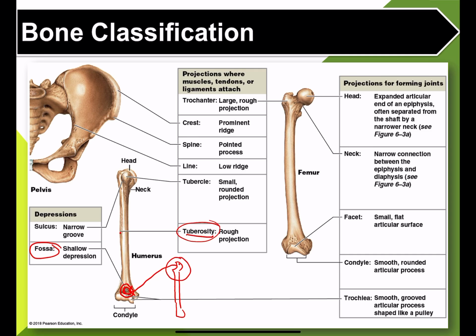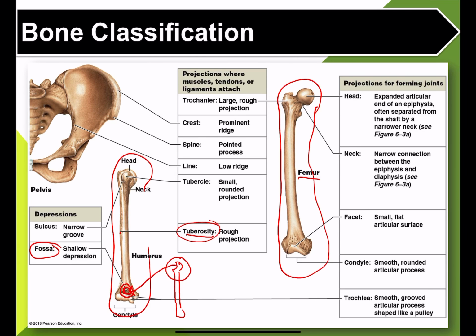and bone markings. Bone is the actual bone name. For example, the bone name of this is femur. The bone name of this is the humerus. But all the other stuff on it is called bone marking, okay? For example, condyle is a bone marking. Head is a bone marking, okay?